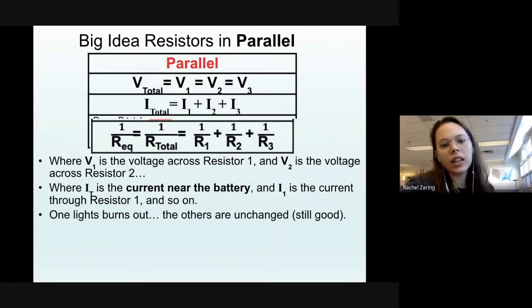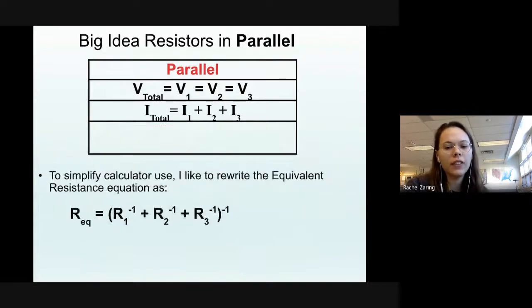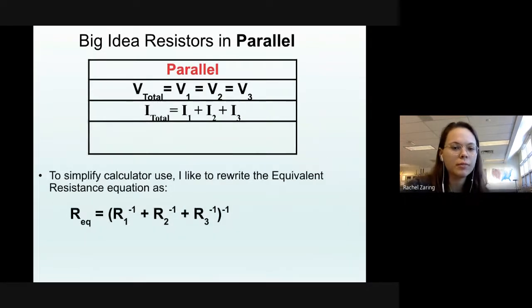The reason that we use resistors in parallel is because, unlike our last example, if one light burns out, the others are still going to turn on because there's that alternative pathway for charges to follow. So this is what a light bulb setup would look like if it was in parallel. You have all the light bulbs, more than one pathway for the electrons to travel.